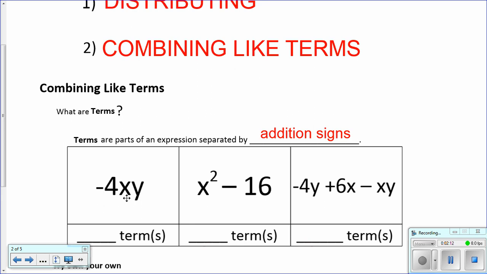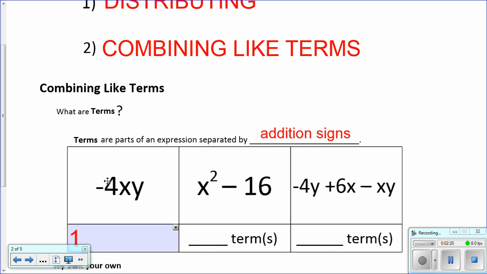Here, negative 4xy, that is only one term. Click. There you go. One term.